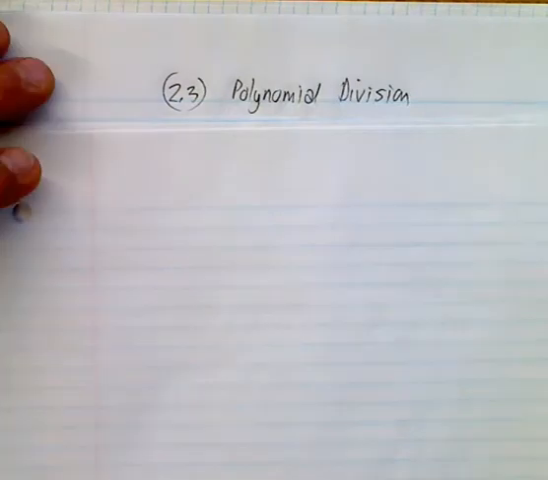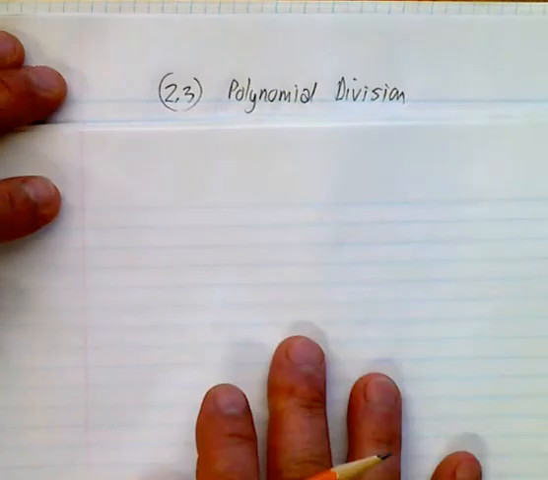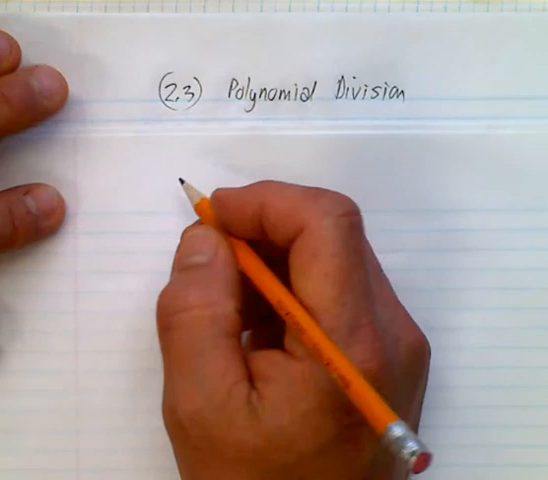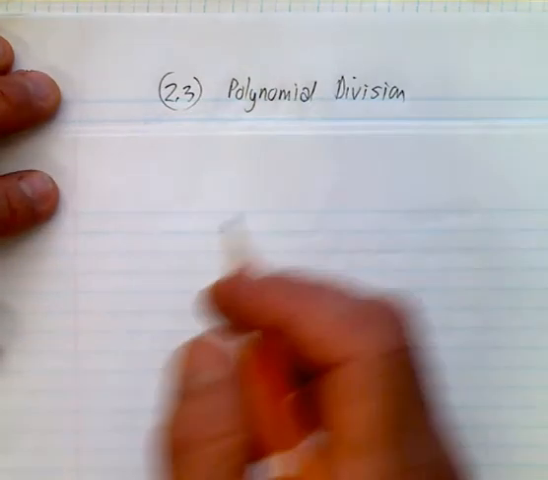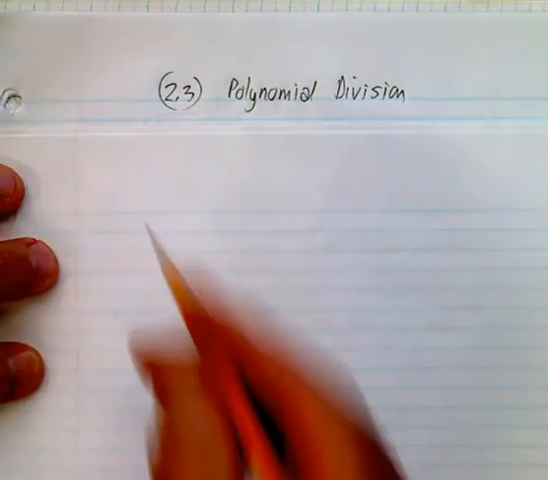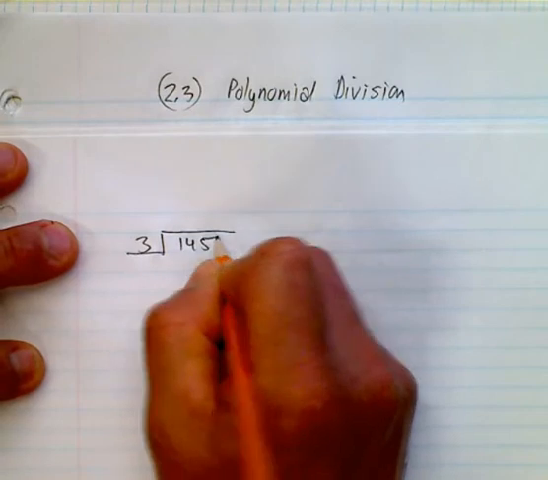Okay, here we go with section 2.3, polynomial division. I guess what we need to remember here is how we deal with long division first, right? Now, an example of long division could be simply if you are dividing, say, 3 into 145. Now, I hope you remember the process.